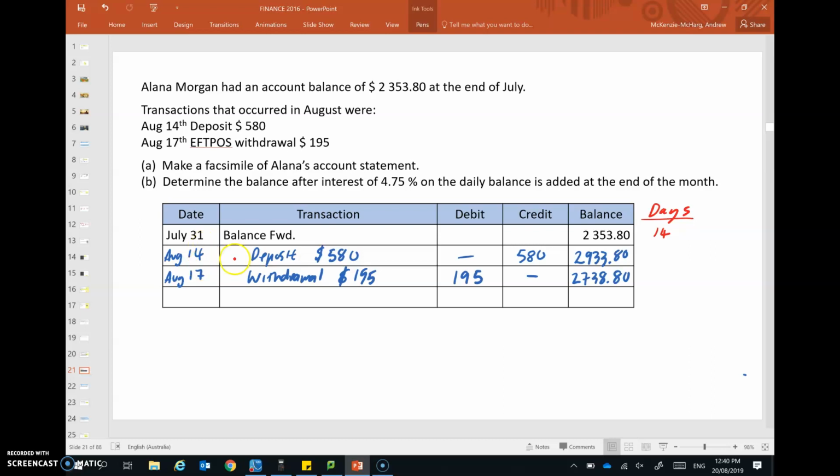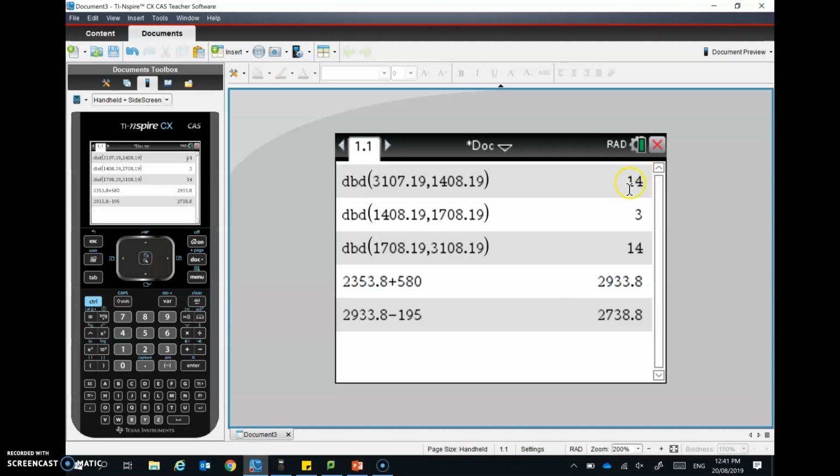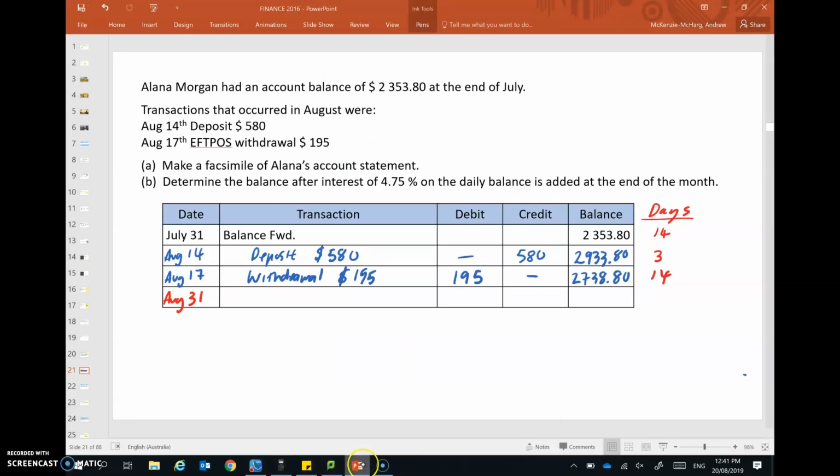August 14th to 17th is the next one, so this balance goes for 3 days. And then from August 17th, this goes all the way up to August 31 at the end of the month, so that's another 14 days. So I'll show you on here. There are those 14 days, 31st of July through the 14th of August, 14 days using the days between dates calculator, and so forth for the next two. And here are those balances where we add that 580 to the original balance and then subtract that 195 from that balance. Okay, so that's how we did all those calculations.